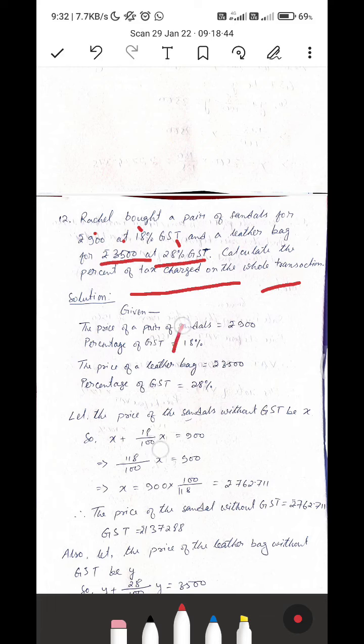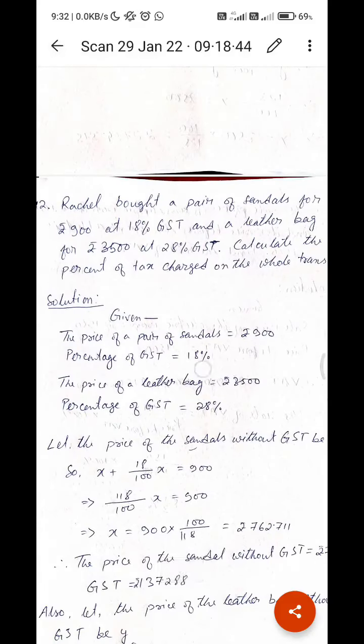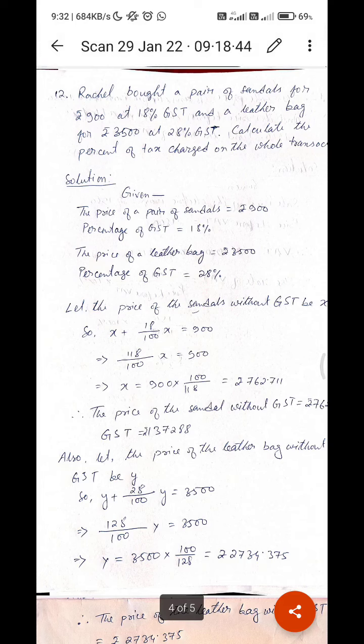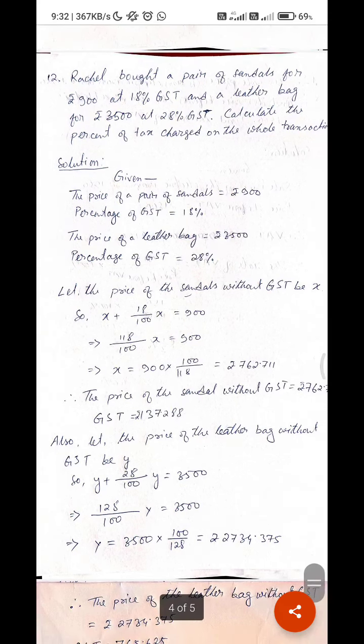So let's start with whatever is given in the question. Okay, so what is given here? The price of a pair of sandals, which is 900. The percentage of GST charged on this is 18%. Again, the price of the leather bag is rupees 3500, and the percentage of GST charged is 28%. So we are not given the amount of GST, so we'll have to calculate that.